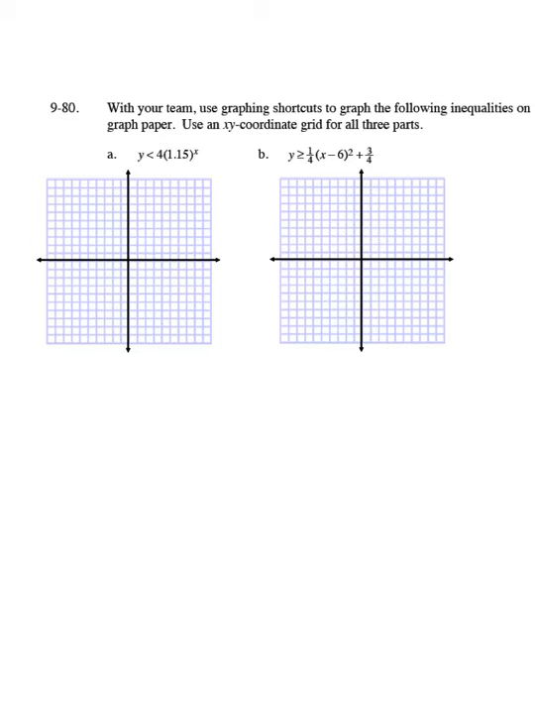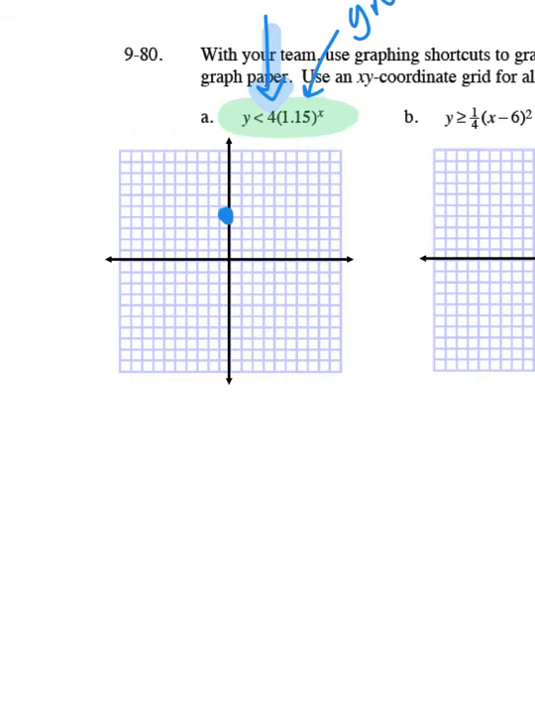Our next equation is not a quadratic because the x isn't squared, but the x is in the exponent. This is called exponential or exponential growth. The 4 is the starting point, the y-intercept, and the 1.15 is the multiplier. Because this multiplier number is greater than 1, this is going to be a growth, and it's growing by 15%. So I'm going to put a y-intercept at 4 and just sketch an exponential growth graph. Again, noticing that it is strictly less than, not equal to, so I'm going to make a dotted line, kind of showing my exponential growth. Doesn't have to be very exact.